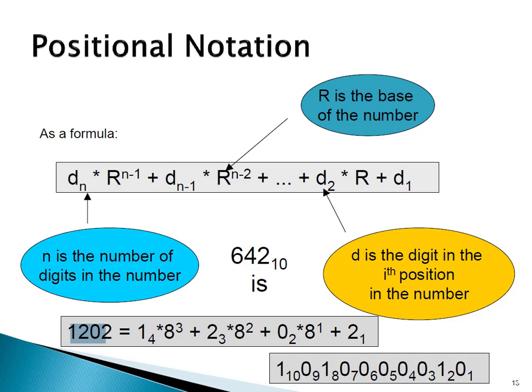As a recap, looking at what we've just spoken about in the previous lesson, positional notation can be expressed as a formula, and the formula is given by this over here, where D is your digit in the ith position of the number, R is the base of the number, N is the number of digits in the number, and I is the ones in between which tell us about which digit we are talking about.